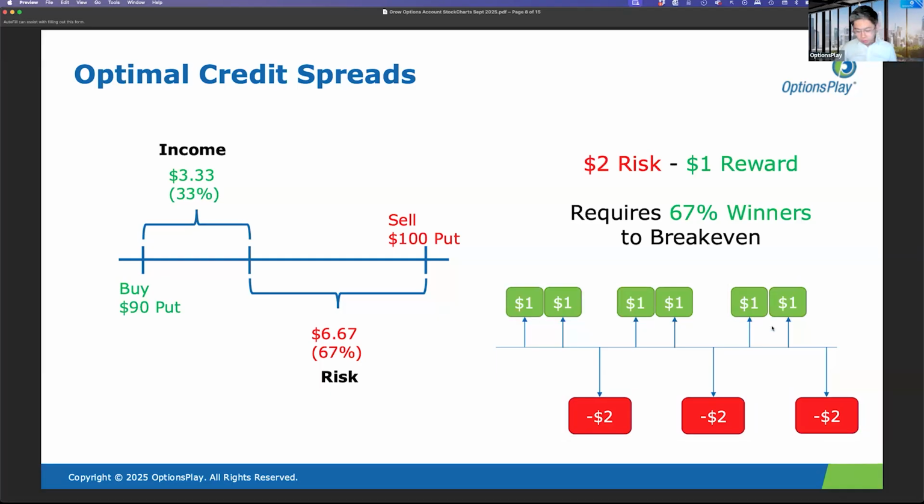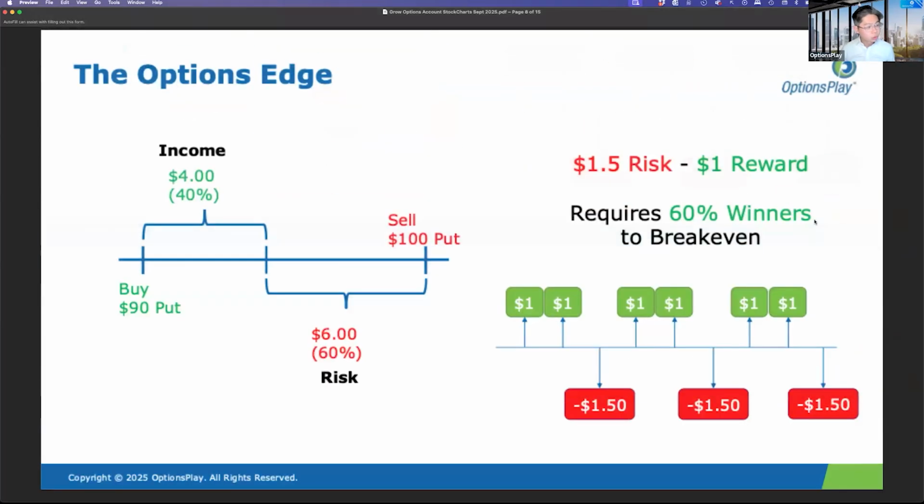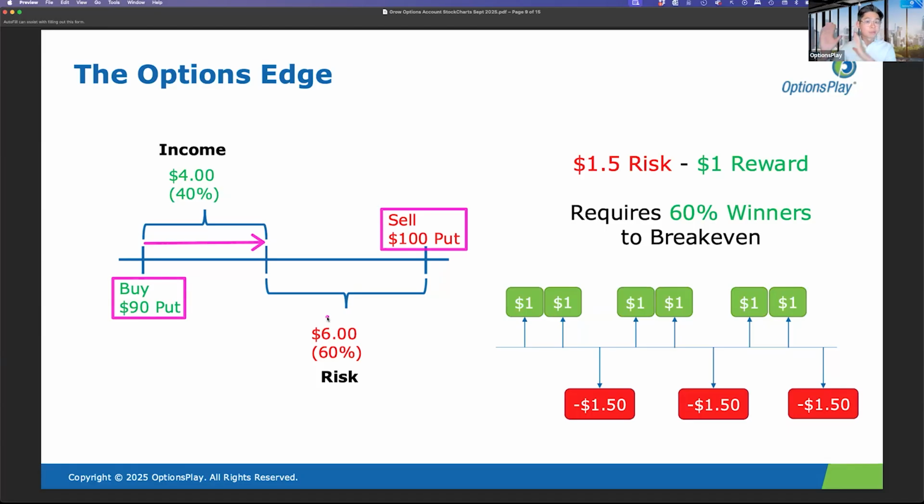But what you're actually going to find, or rather what our tools can help you find, are opportunities where the option pricing is skewed in your favor. What do I mean by that? There will be times where when you sell that $100 put and then buy the $90 put, instead of collecting $3.33, you might find yourself collecting closer to $4. $3.33 and $4 doesn't sound like too big of a difference. But if you collect $4 out of a $10 wide credit spread, then the total risk on that trade reduces from $6.67 down to $6.